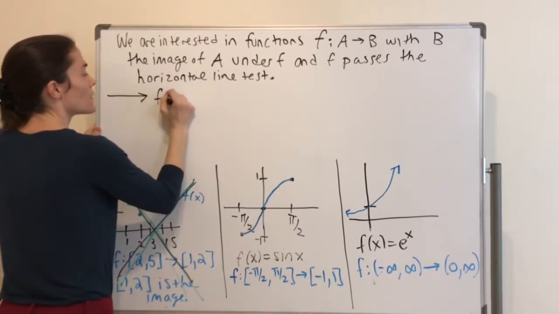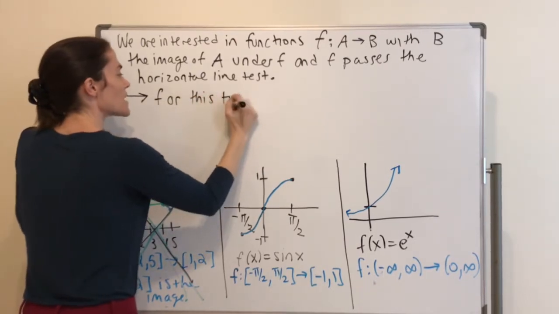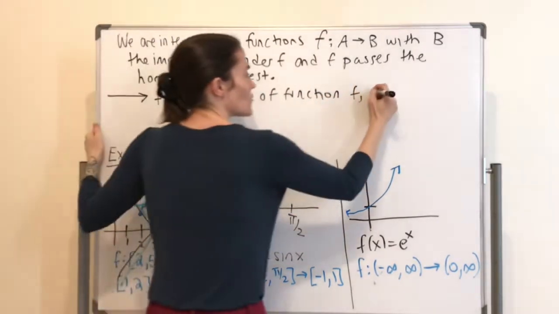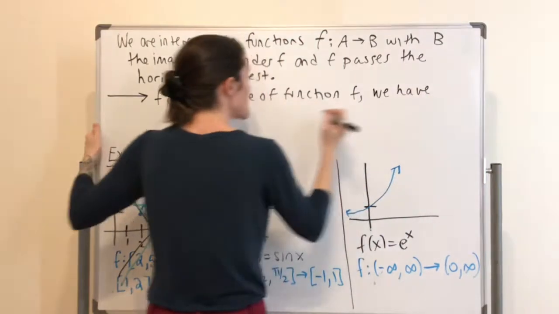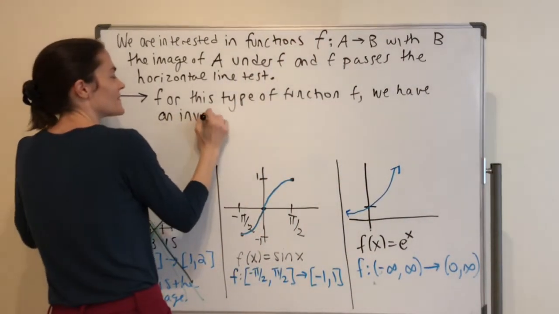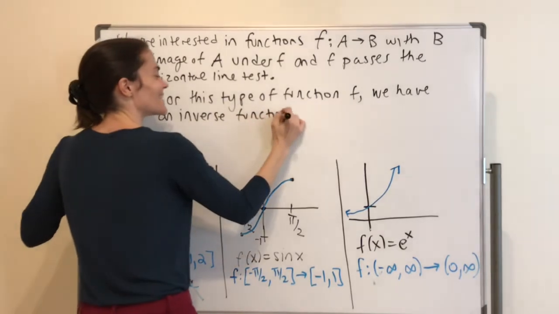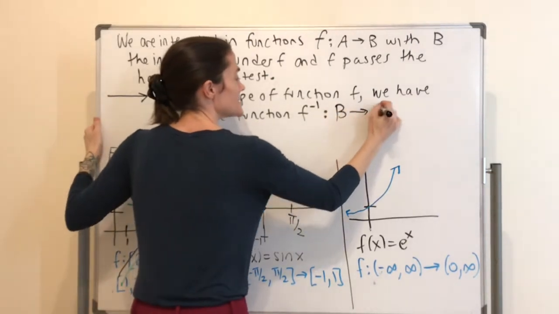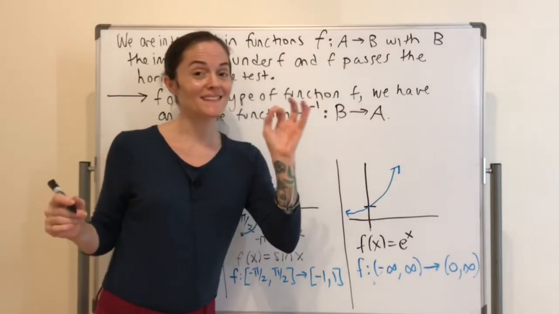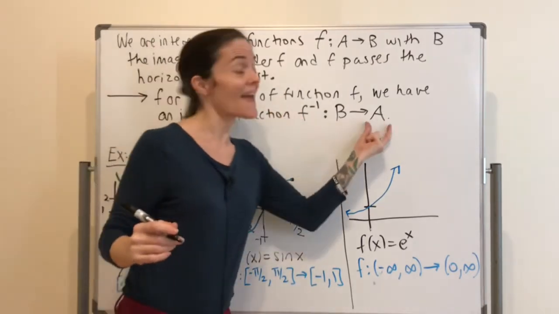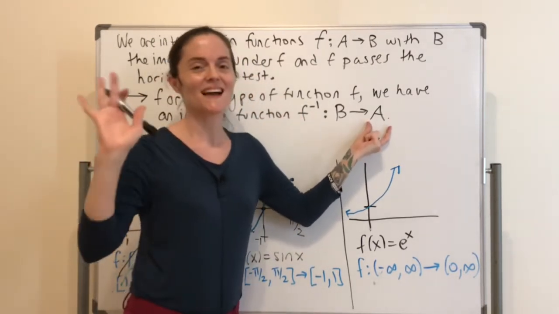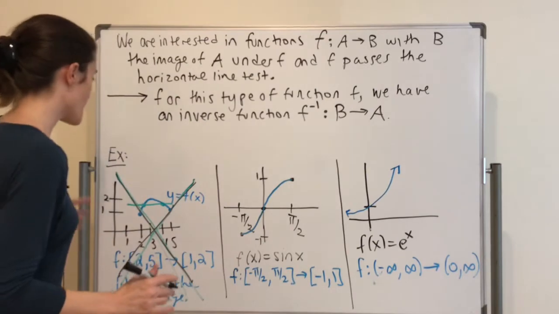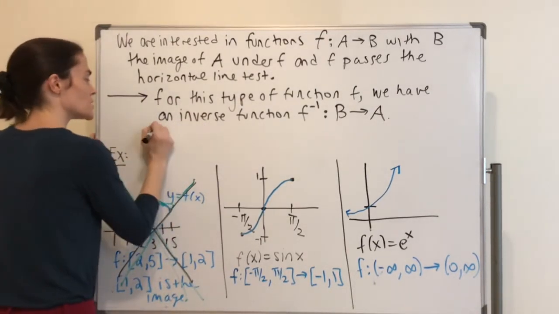So for this type of function f, we have an inverse function. It's denoted like this, and this maps from B to A. So B is the domain of f inverse, and A is the range of f inverse, or the image of B under f inverse. Now, this function, I'll say satisfying.